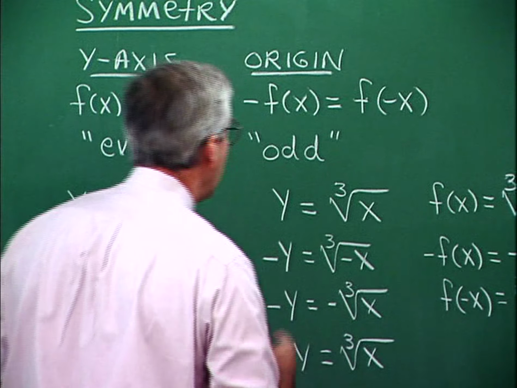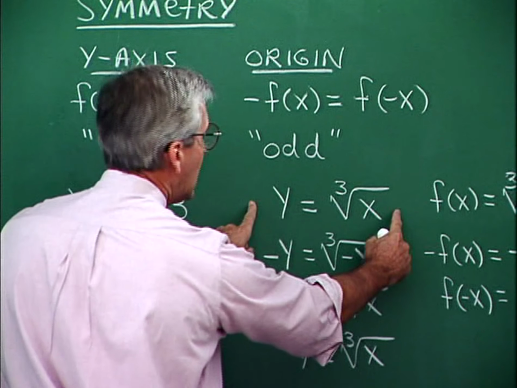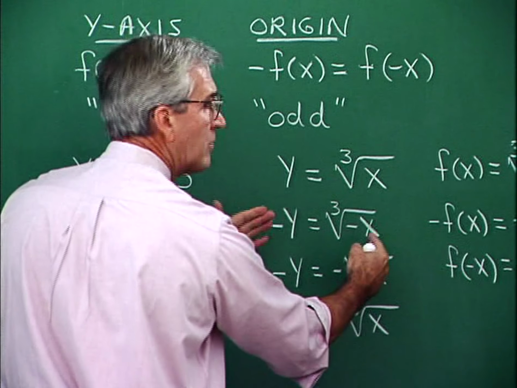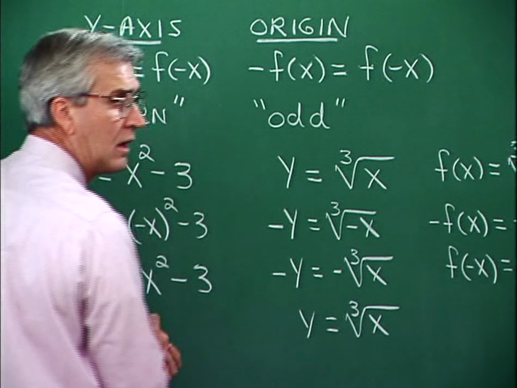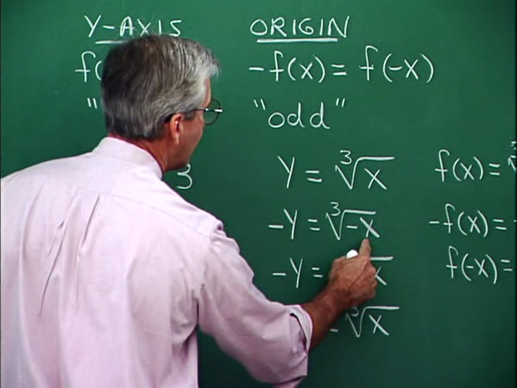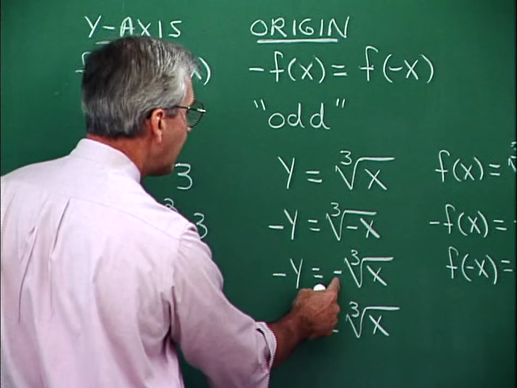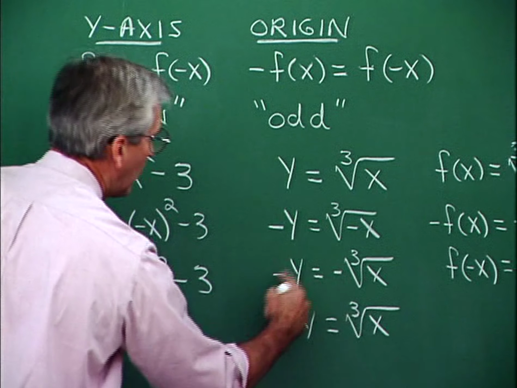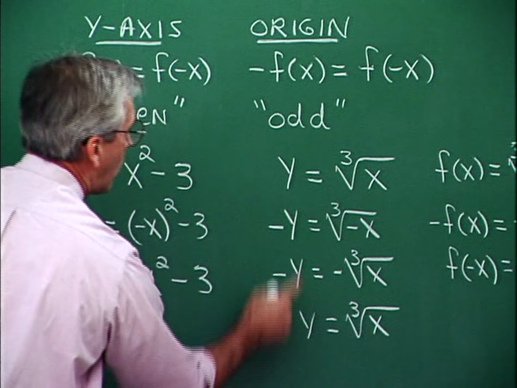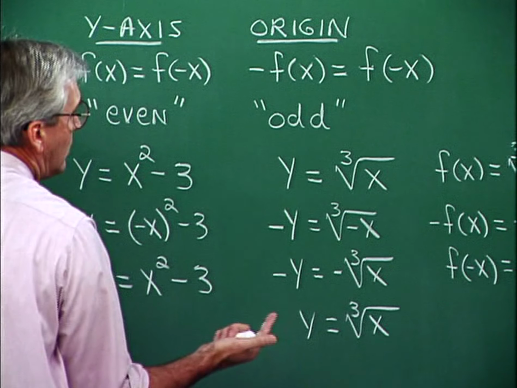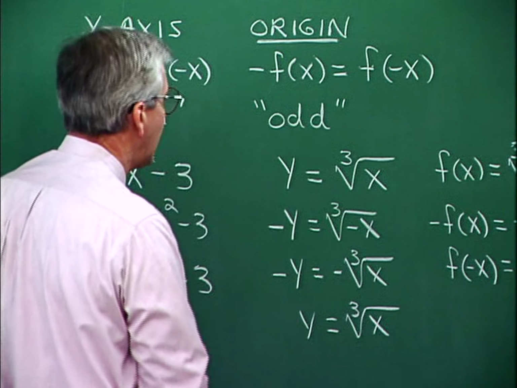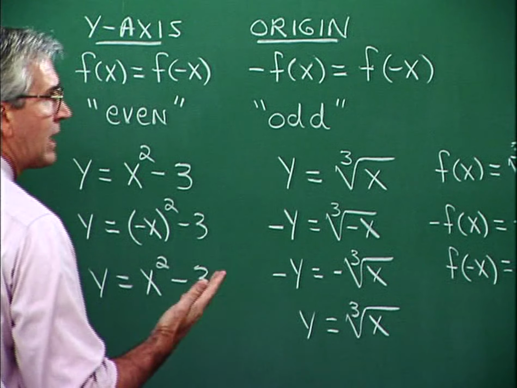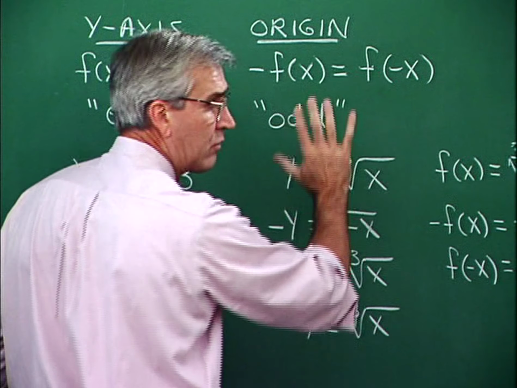At any rate, if this is our equation, then we replace y with negative y and x with negative x and see if we can manipulate this to the original position. It turns out that the cube root of negative x is the same as the negative of the cube root of x, and multiplying or dividing by negative 1 on both sides gives us the equation that we started with. So that is the way that we would have verified symmetry about the origin for this equation in the past. Now we can use this notation to perform the same task.